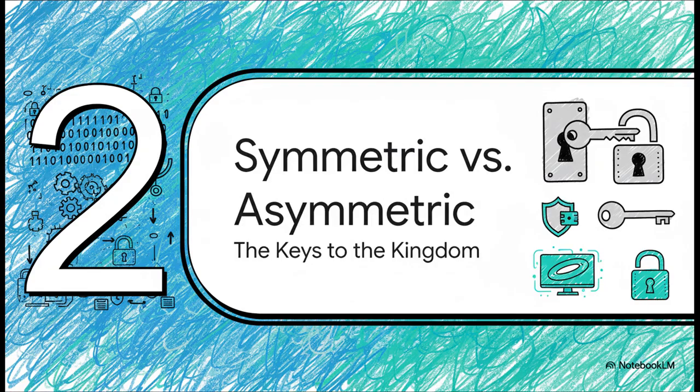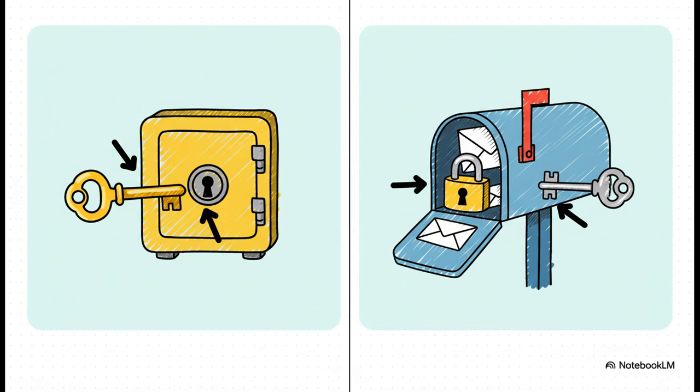So how does this scrambling and unscrambling actually happen? Well, it all comes down to something called a key, and there are two main ways these keys work to protect our digital kingdom. Okay, let's break this down. Symmetric encryption is kind of like your house key. You use the exact same key to lock your door and to unlock it. It's super fast, really efficient, perfect for things like securing your home Wi-Fi.